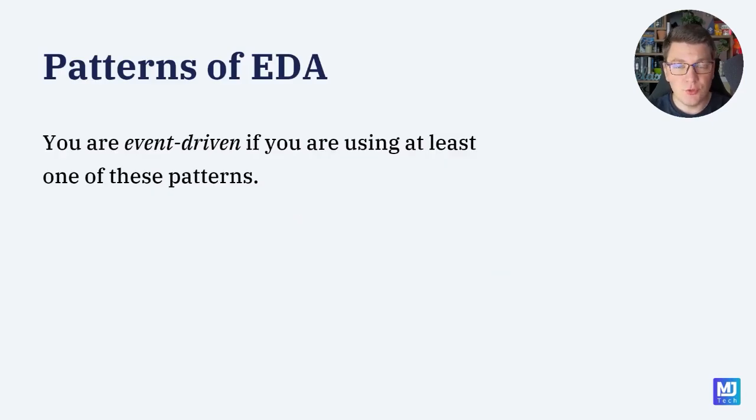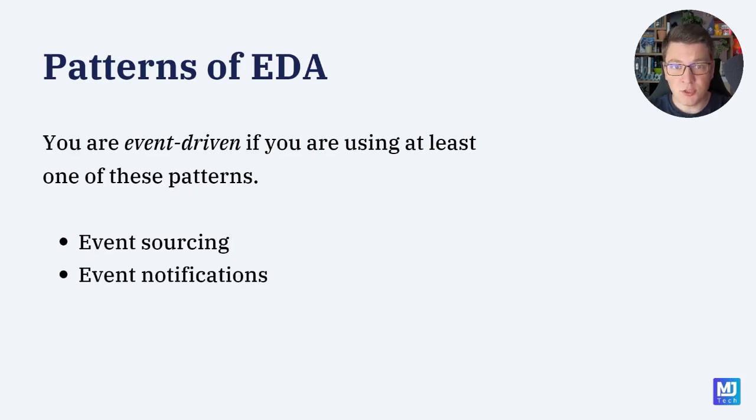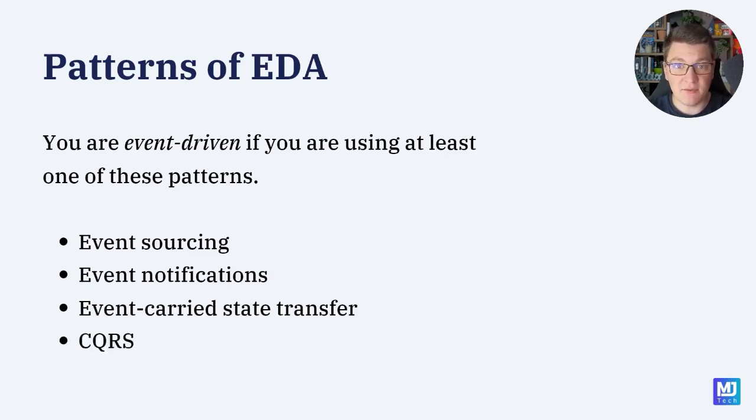Now I'm going to introduce you to a few patterns of event-driven architecture, and you can say that your application is event-driven if you are using at least one of these patterns. And the first pattern of event-driven architecture is event sourcing. We also have event notifications, followed up by event carried state transfer. And lastly, we have the CQRS pattern, which stands for Command Query Responsibility Segregation.